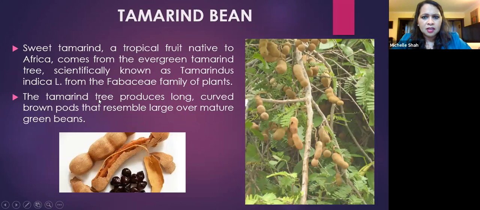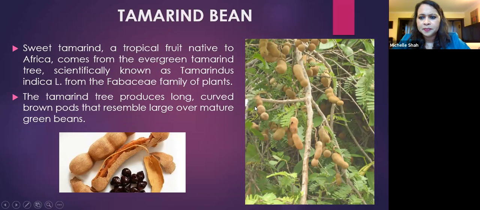Another bean that we have growing in Trinidad is the tamarind bean. And this is also a legume. The sweet tamarind is a tropical fruit native to Africa, comes from the evergreen tamarind tree known as the Tamarindus indica. And the tree produces long curved brown pods and it resembles large over mature green beans. So again, this is another legume. The trees can be seen in various parts of Trinidad, right? The sweet tamarind.